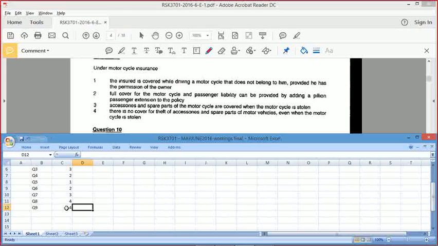Let's check this then. I think it's two, the full cover for it. Oh, you went with four. There is no cover for passenger liability. It is four, sorry. Remember, it's on page 204. The passenger isn't covered, the other parts are not covered. It's under exclusions. Yes, remember the passenger is never covered.